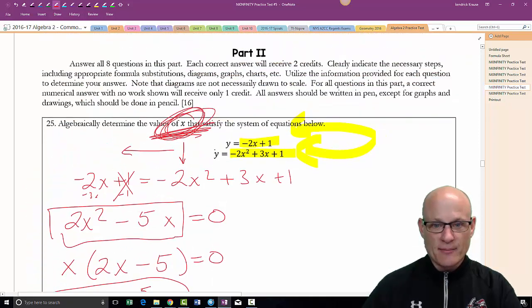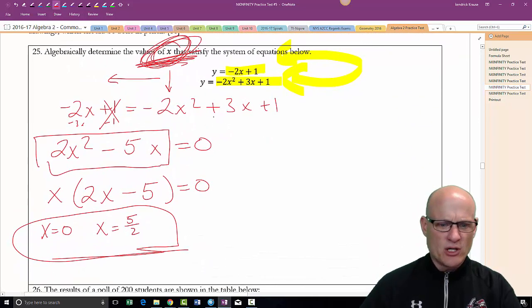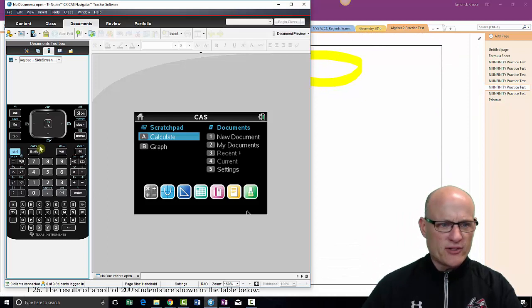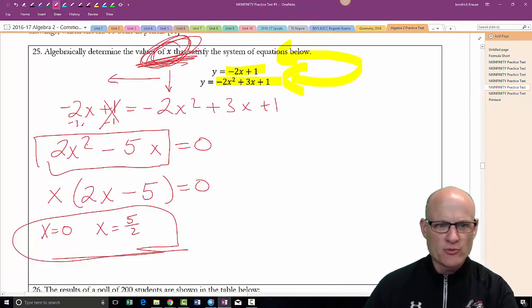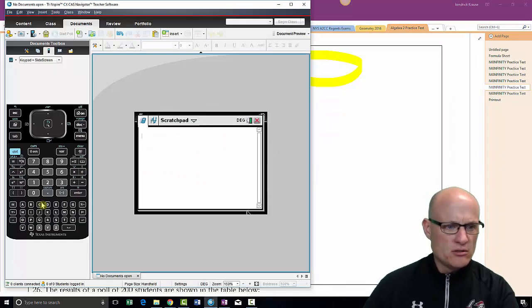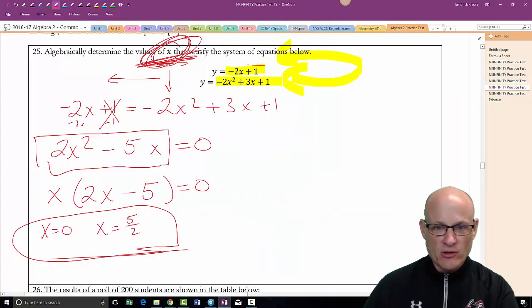You should check them. How could I check them in this case? Well, what you should do is take 0. If you plug 0 in for this, you're going to get 1 out. If you plug 0 in for this, you're going to get 1 out because that's going to go away, that's going to go away, and it just leaves you 1. So 0 is pretty easy.